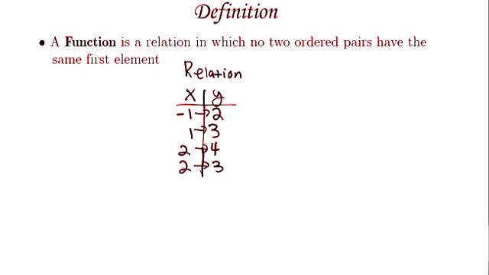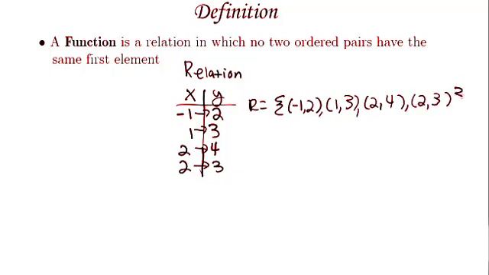two number twos. So if I wrote this relation out as ordered pairs, -1, 2, 1, 3, 2, 4, and 2, 3, I'd have two ordered pairs that share the same first value. That is still a relation, but it is not a function. It violates this definition of a function, because a function is a relation in which no two ordered pairs have the same first element, and these two have the same first element. So this is a relation, but it is not a function.